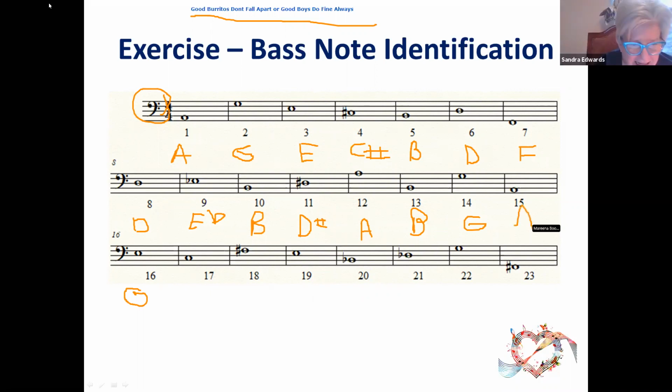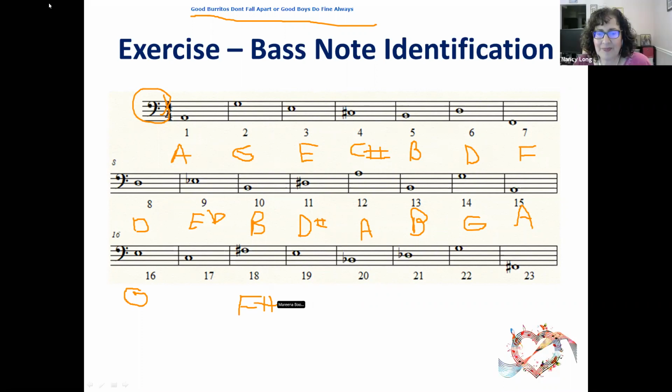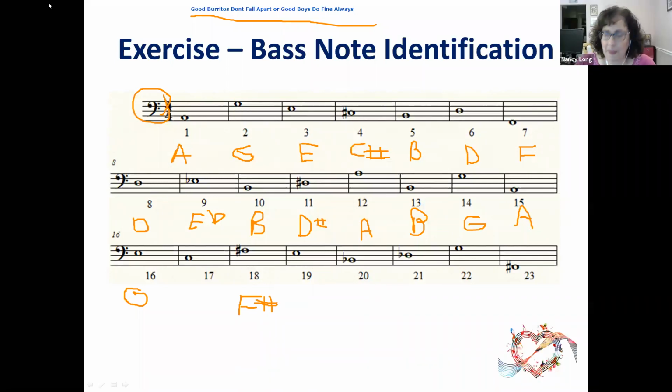Okay, 18 is F. Oh, I'm sorry. I've got visual problems, so I missed the sharp. So we just call it F sharp. That's all. You're totally fine. Good job. That's right. Okay, I think that's good. Nancy, should we move on? Okay. Yep. Let's move on.